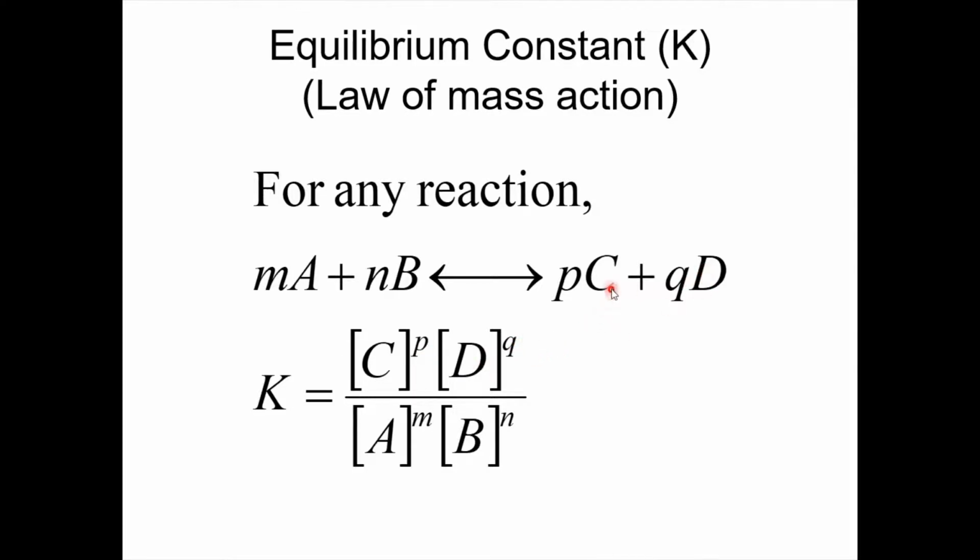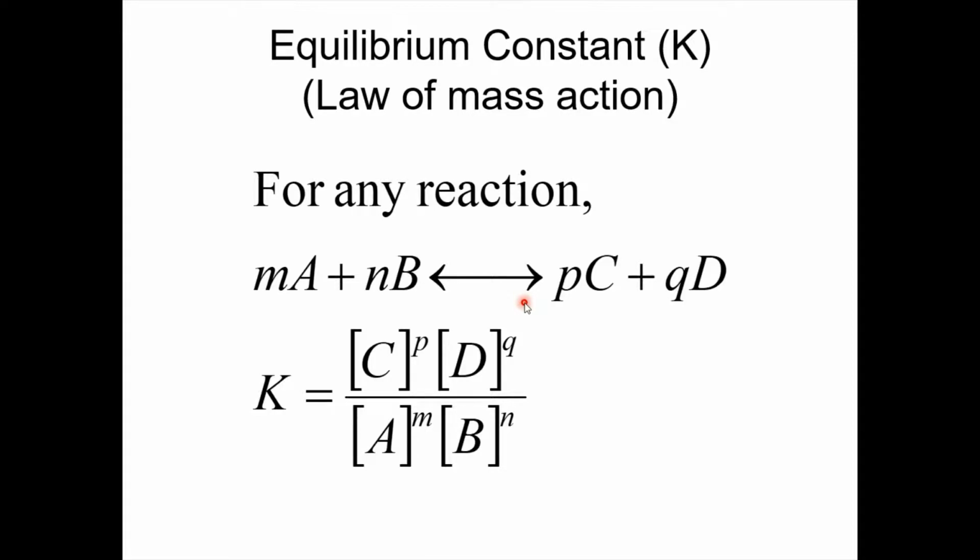Right? So basically you take each product, get their concentration, and then raise each one of them to the power of their coefficient respectively. C to the P times D to the Q, divided by the concentration of the reactants, each one to their coefficient. So concentration of A to the M times the concentration of B to the N. This would be the equilibrium expression for this equation.